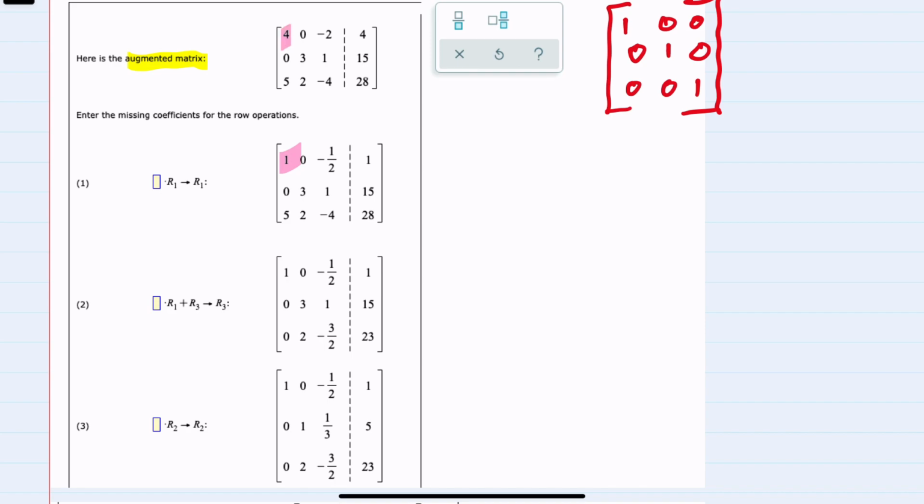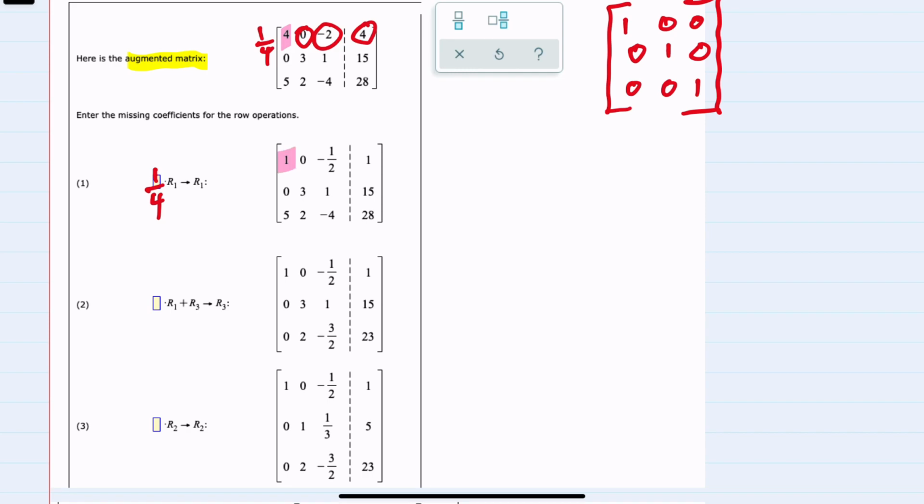It was a 4, and to turn it into a 1, the entire first row must have been multiplied by 1/4. So 1/4 times 4 would have given me the 1. 1/4 times 0 would still be 0. 1/4 times -2, a -1/2. 1/4 times 4, a 1. So with row multiplication, we multiplied by 1/4, and we now have a 1 in that first space.